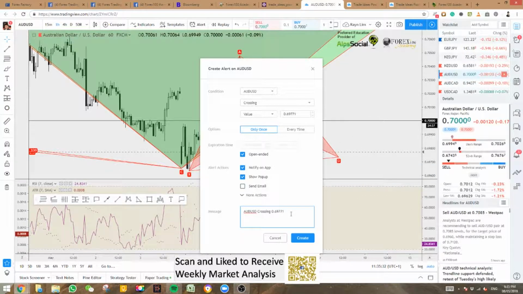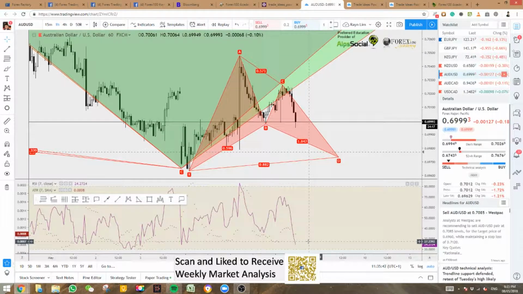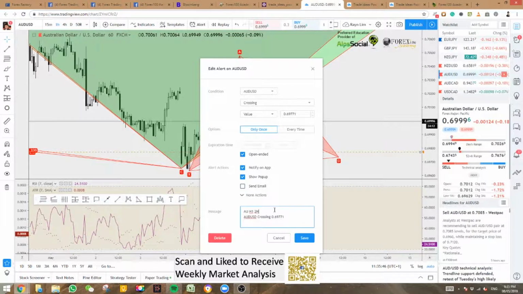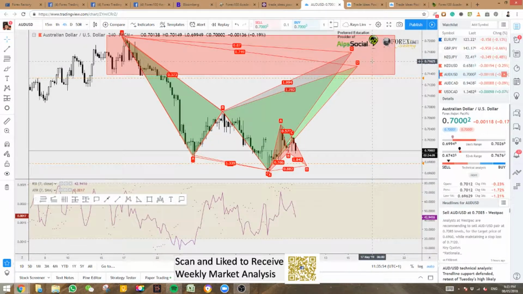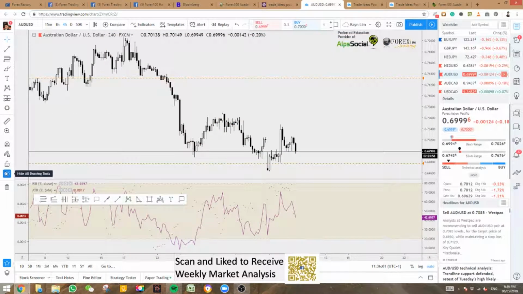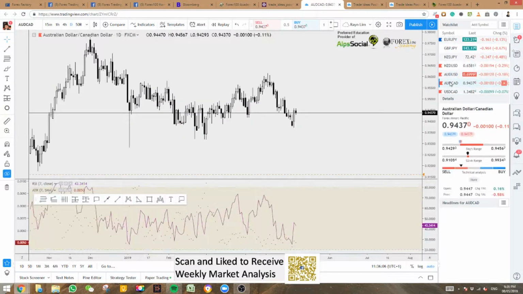Alright, so H1, H1 back pattern. And this is a counter trend trade. Okay, so over here the pattern has set the alert already. So that's my Australian dollar. Great. Head down to Australia CAD.